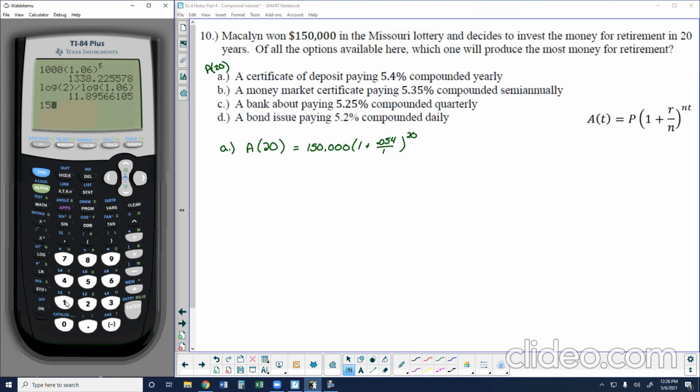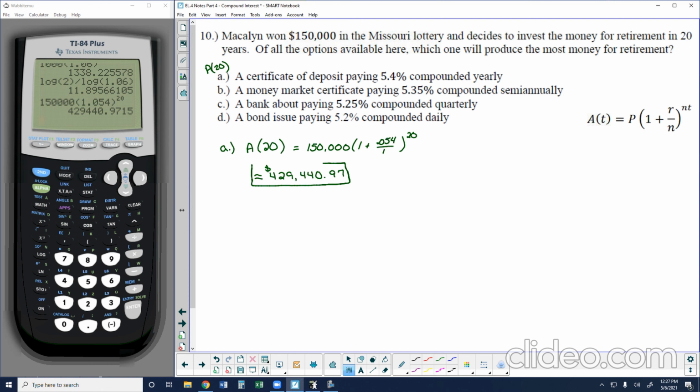So we can go ahead and substitute these values into the calculator. So 150,000 times 1.054 to the 20th power. And we can see that after 20 years, our certificate of deposit would be worth roughly $429,440.97. Now let's take a look at some other options that we could have here.